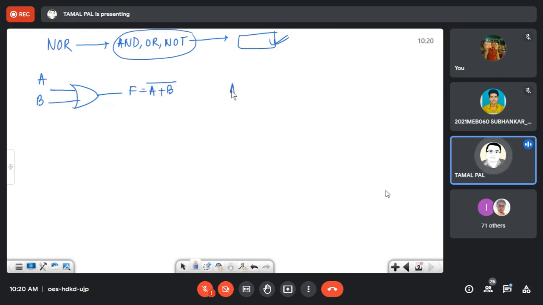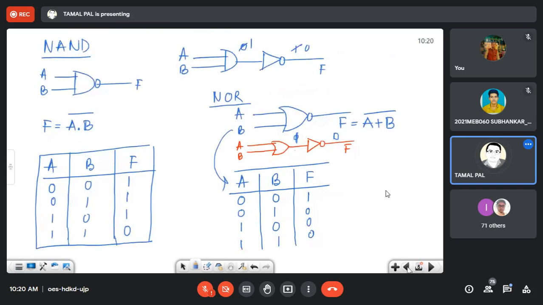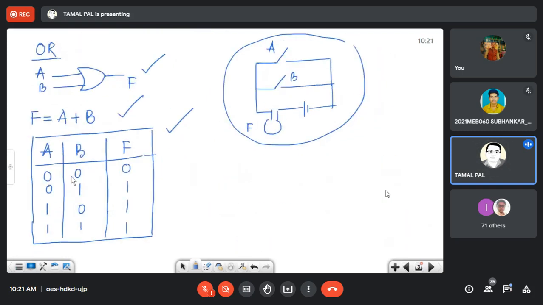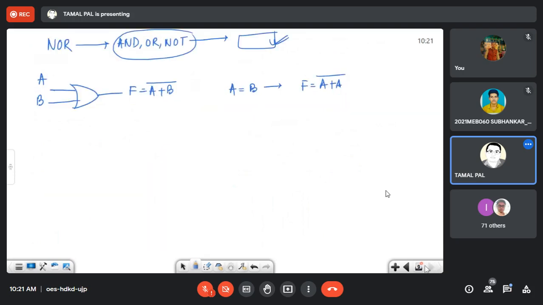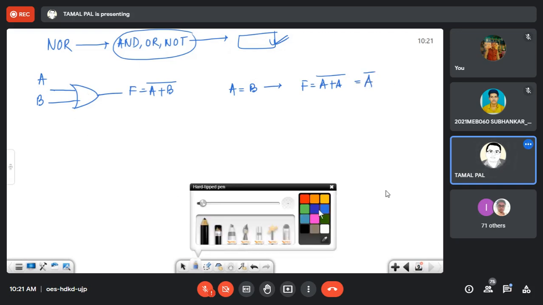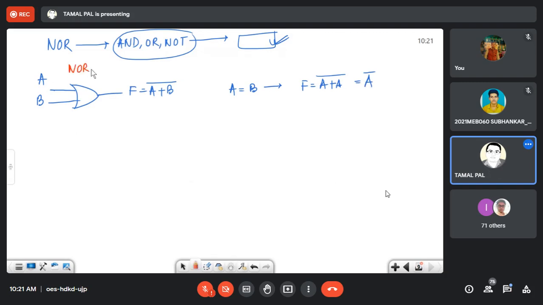NOT to NOT. If I set A equal to B, then what happens? Like before, then F equal to A or A, A. Now if I go back to OR, actually, we can find that 0 or 0 is 0 and 1 or 1 is 1. So that's why A or A is also A. So it is nothing but this one. This is NOT to inverter.